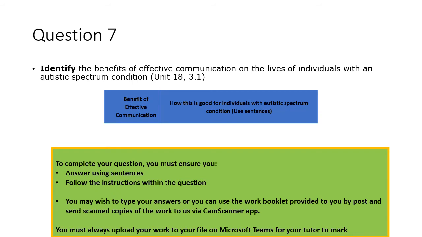So question number 7 is asking you to identify the benefits of effective communication in the lives of individuals with an autistic spectrum condition. I've put the top of the chart that's in your workbook, so on the left hand side the benefits of effective communication, and on the right side how is this good for individuals with autistic spectrum condition, and you need to use a sentence within your answer.